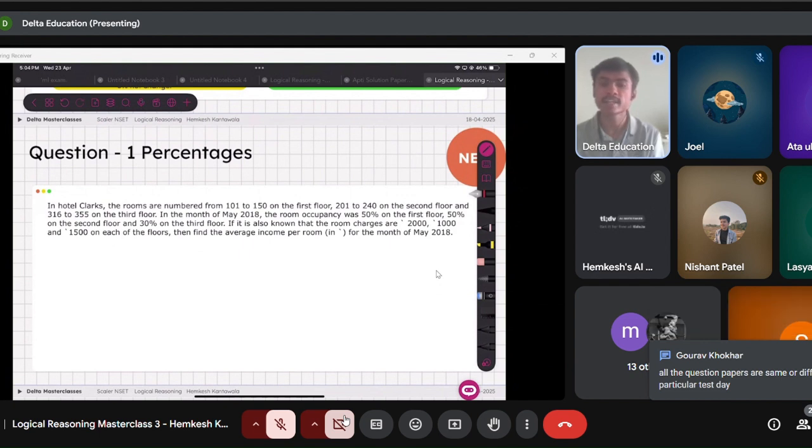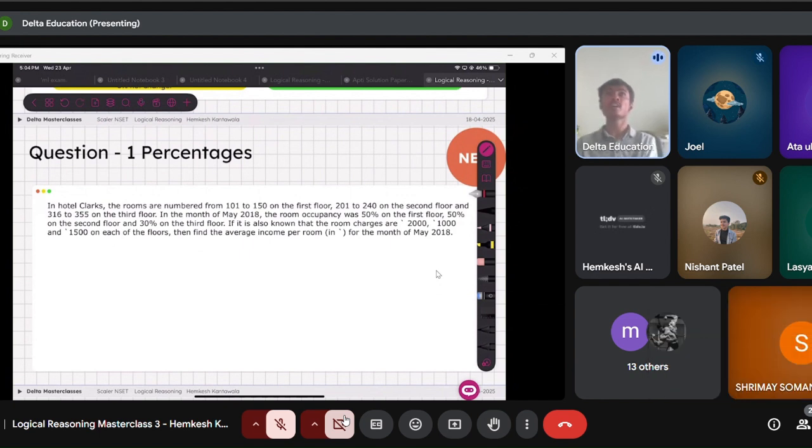On a particular test day, are all question papers the same or not? Most probably they would have different sets of papers, like you have in boards, where everyone has a different set, similar.